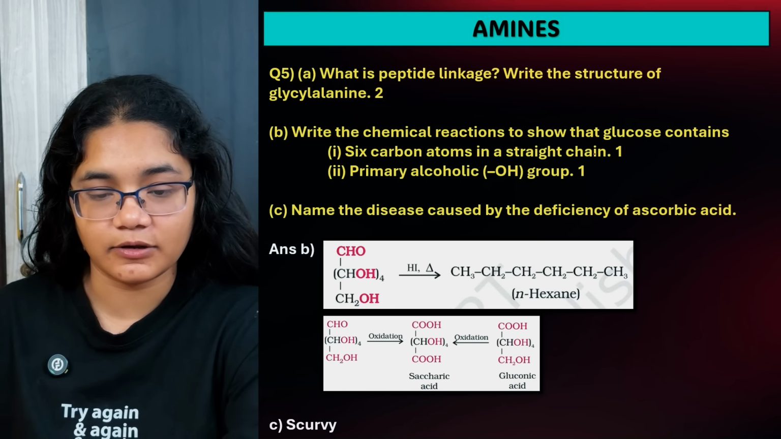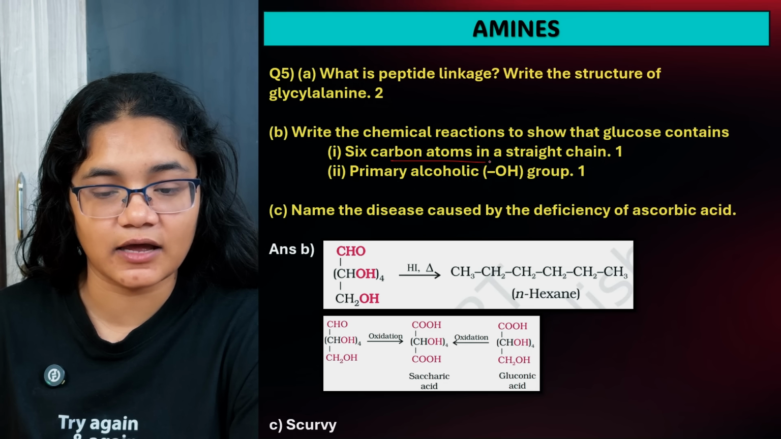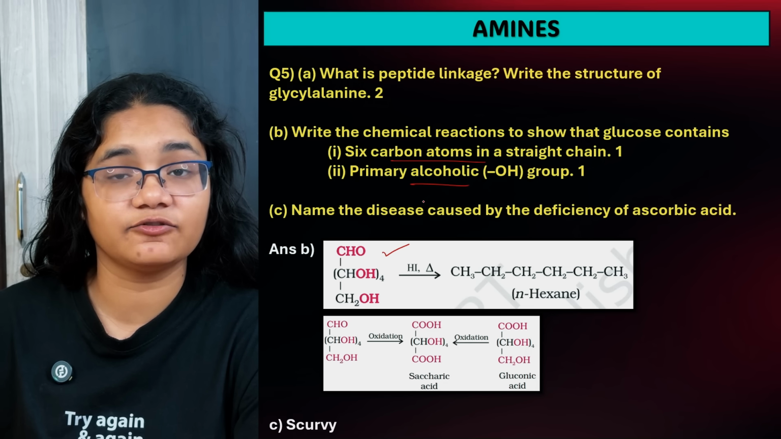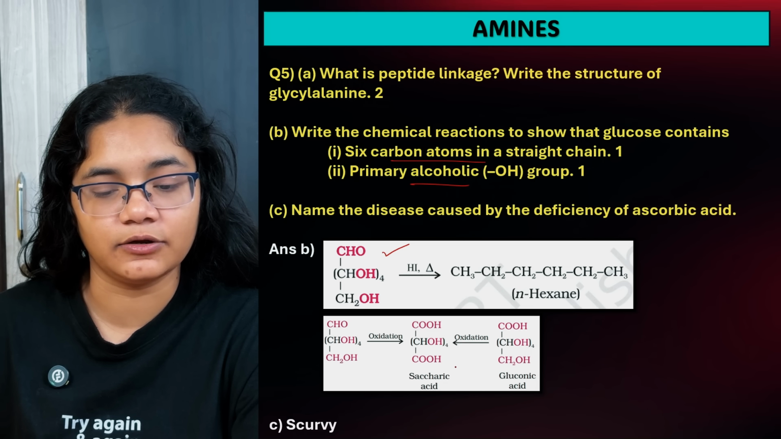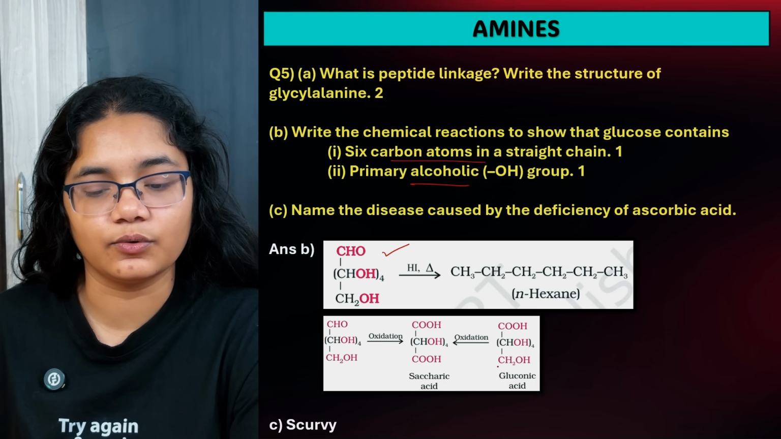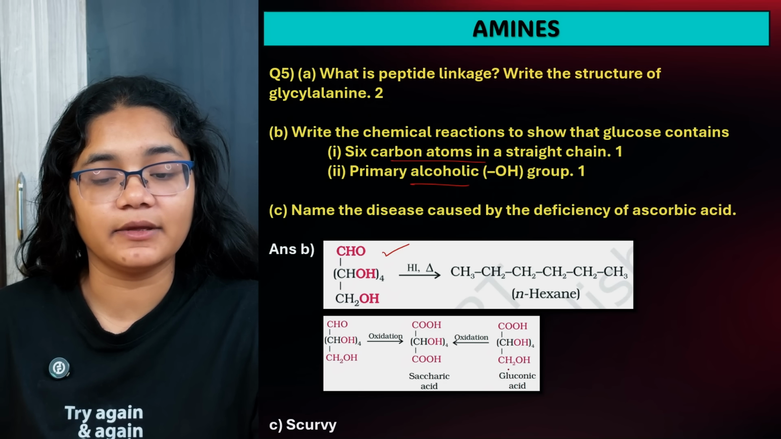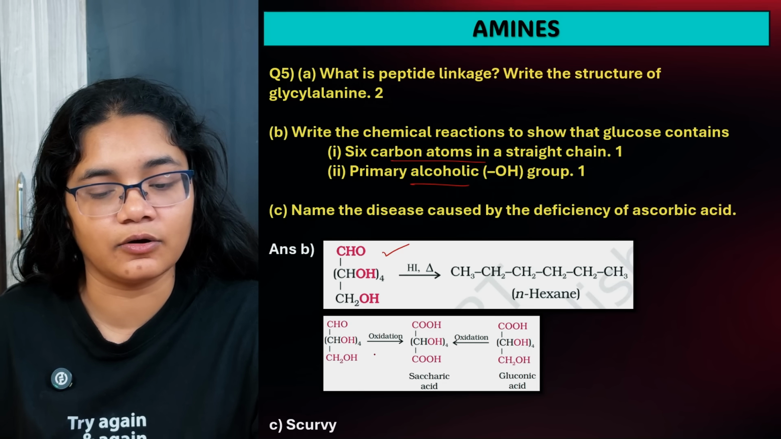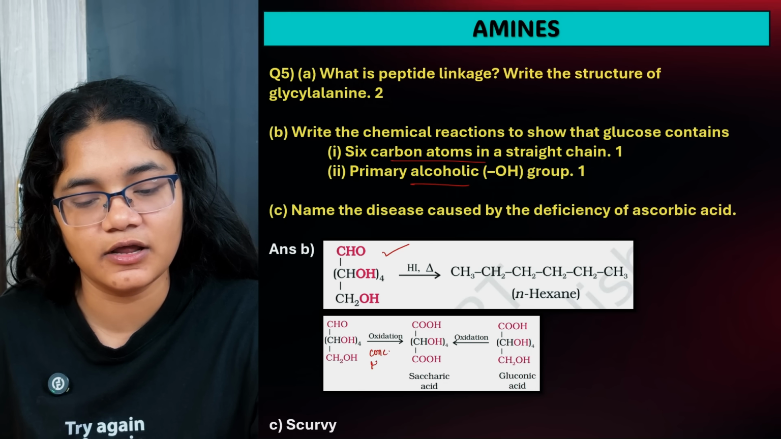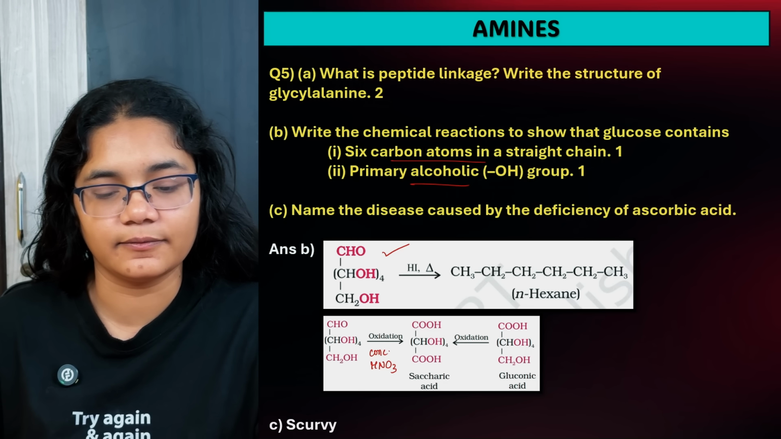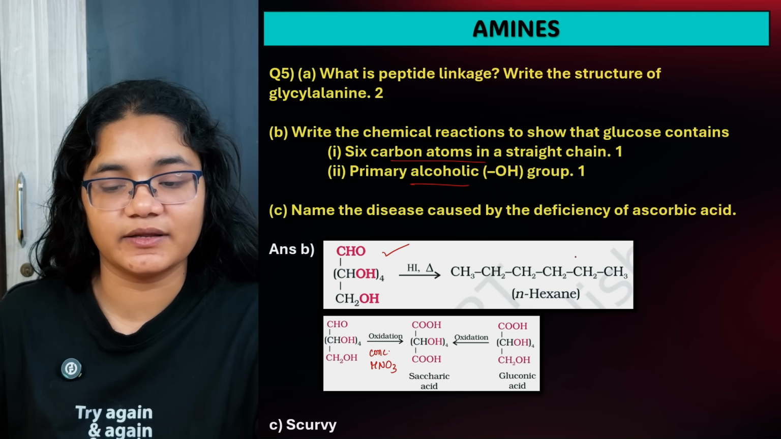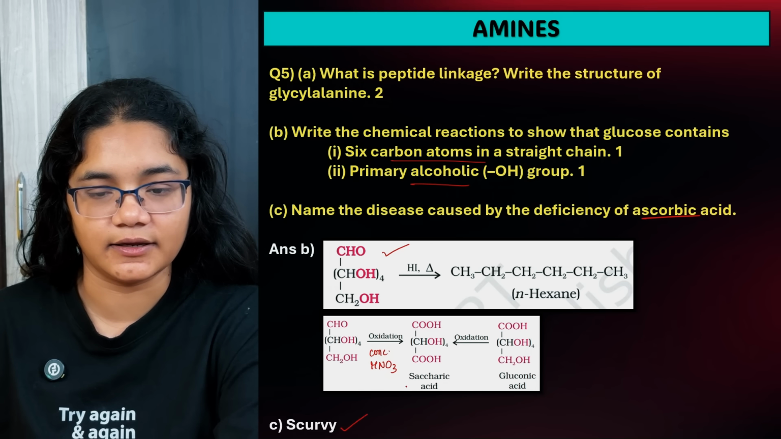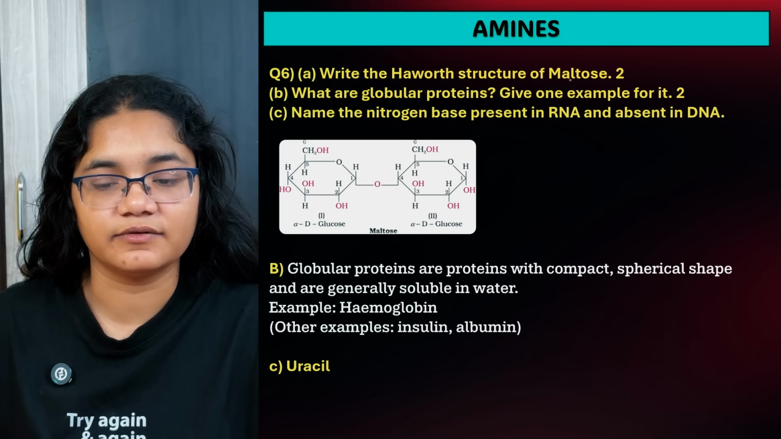Next, write the chemical reaction for the 6 carbon atoms in a straight chain. So that is reaction with HI. Then for the presence of primary alcohol group, that should be your reaction giving gluconic acid. For the primary alcohol group, you have to oxidize it with a strong oxidizing agent. So we have to use here concentrated nitric acid. Okay. Next, name the disease caused by the deficiency of ascorbic acid, that is vitamin C, and the disease caused is scurvy here.